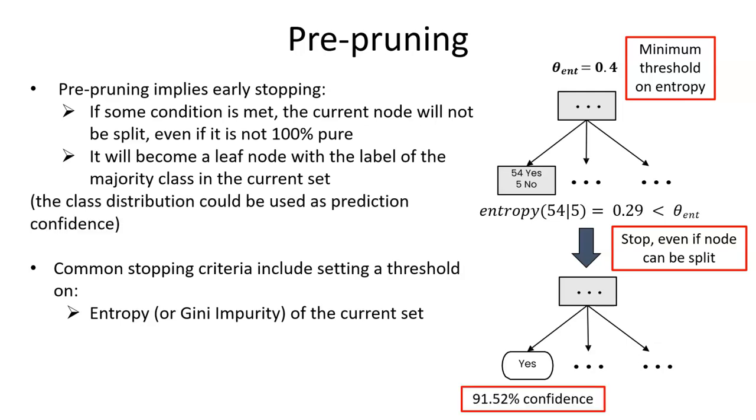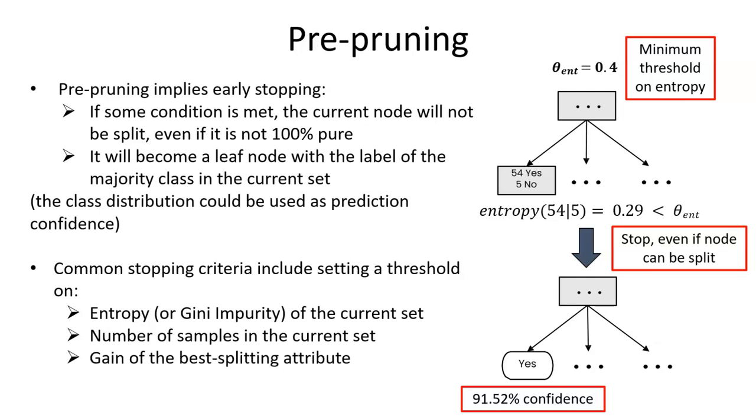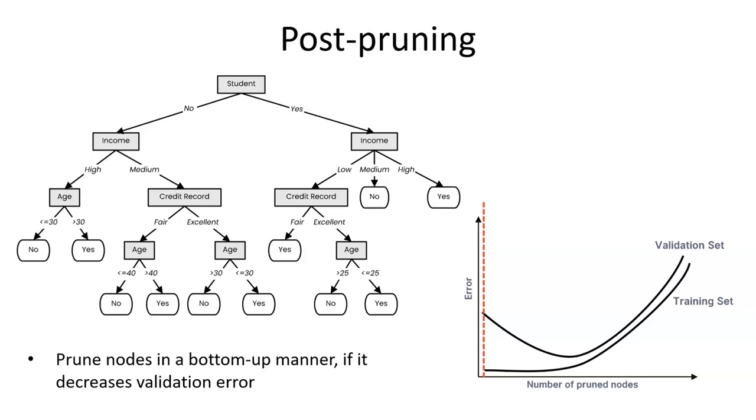So the confidence value is 91.52%. We will see how we found the confidence value. And the class distribution could be used as a prediction confidence as well. Then the number of samples in the current set, and the gain of the best splitting attribute. So these are the different criteria which you need to check. Then the depth of the tree, meaning how many levels there are.